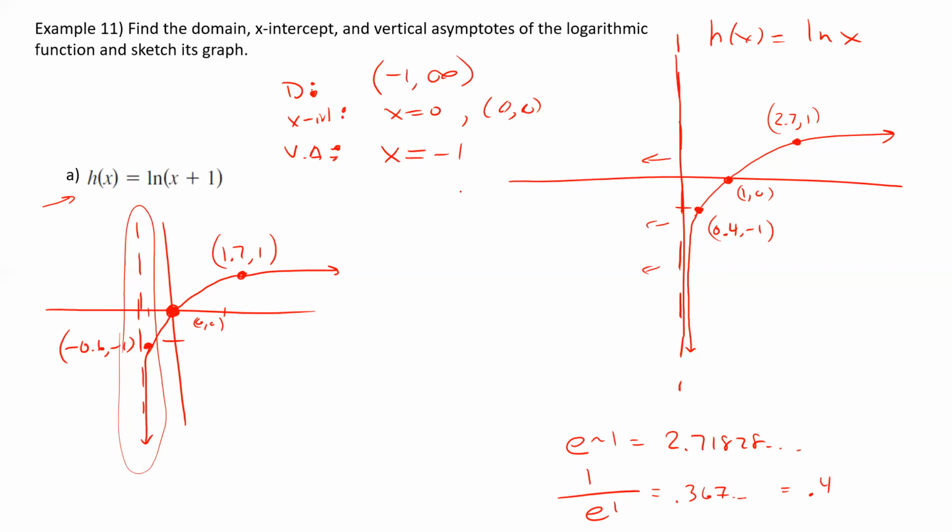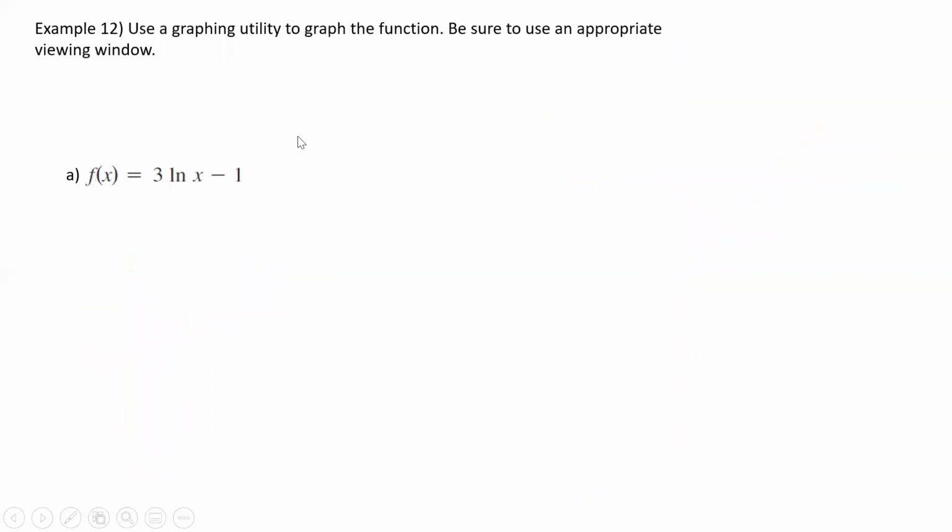Awesome, okay. Let's do this here. So this is by hand. This is the hand drawing for us, right? So now get out your calculators. And now let's see if we can graph it on a calculator. So I need to graph 3 ln of x minus 1.